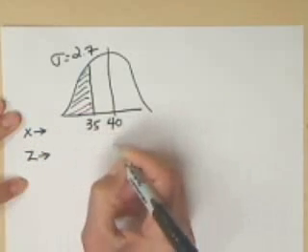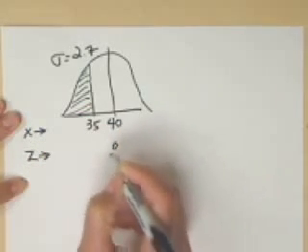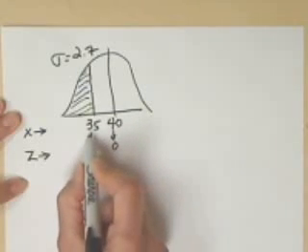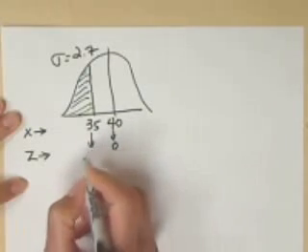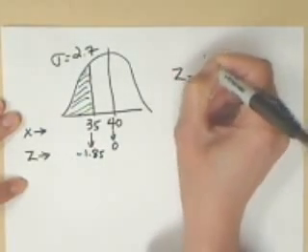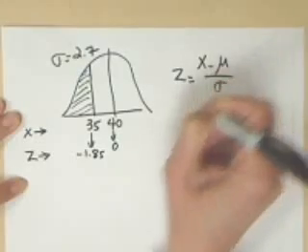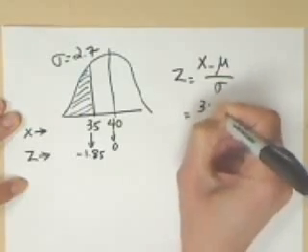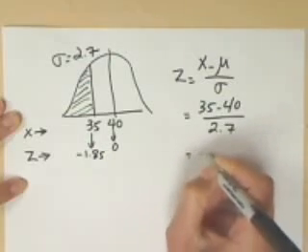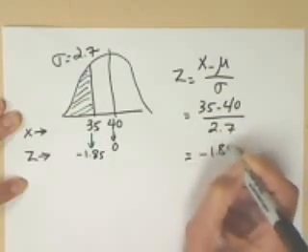So on the z-axis, we know the 40 has a 0, and we can compute the z-value for 35. That happens to be negative 1.85. I will demonstrate. Z is equal to x minus mu over sigma, which would be 35 minus 40 over 2.7, which would be negative 1.85.